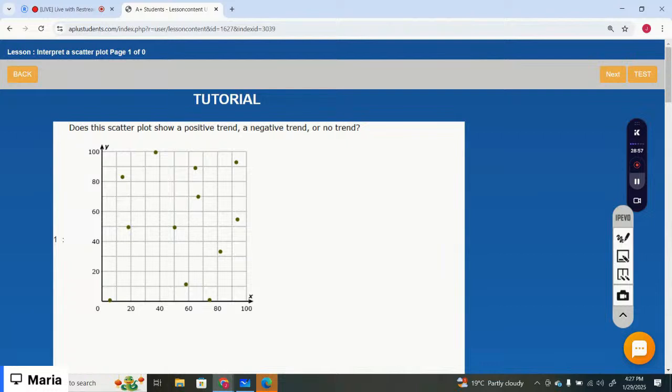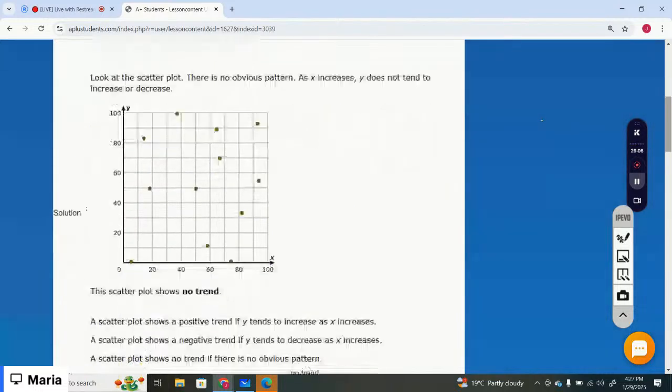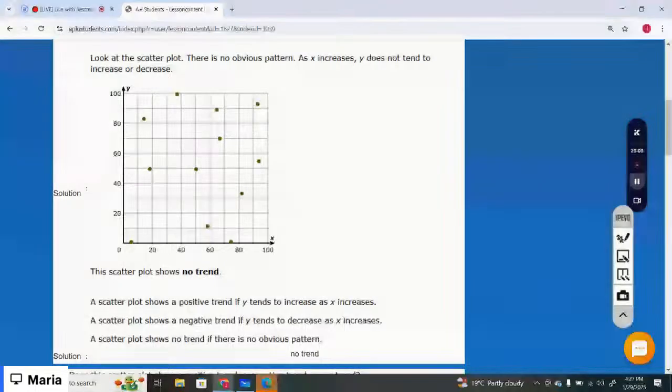Does this scatter plot show a positive trend, a negative trend, or no trend? So this plot shows no trend. Look at the scatter plot. There is no obvious pattern. As x increases, y does not tend to increase or decrease. The scatter plot shows no trend.